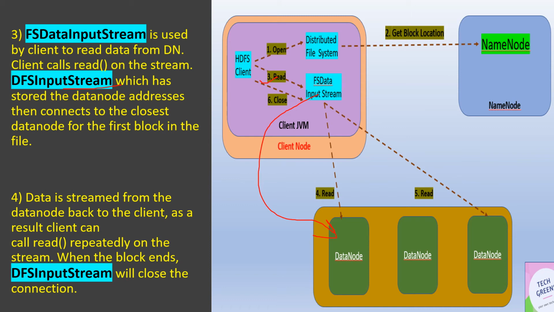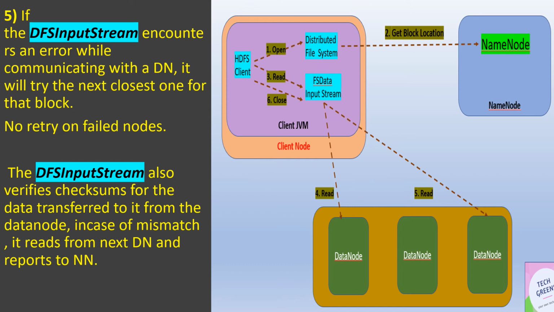Now data is a stream. If you see the 4th step, data is streamed from the data node back to the client via the input stream. So here the client can call the read method repeatedly on the stream. This stream which is open now connects the data node and the client. The client can repeatedly call the read method on this, and when the block ends, the data input stream will close the connection once all the blocks are read.